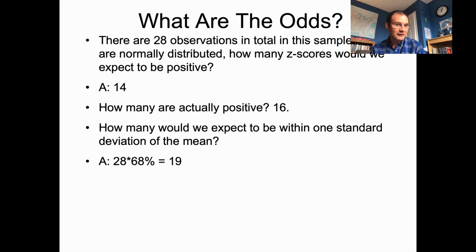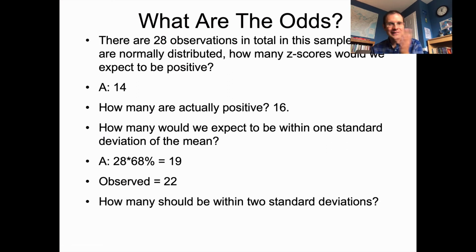What do we actually observe in this data set? We get 22. Okay, so that's a little bit more. So we've got a little bit more sort of in the middle there. What's the rule of thumb for within 2 standard deviations of the mean? Hopefully you can remember that's 95%. And so to get that expected number, we multiply 28 by 95%, which should give us 27.